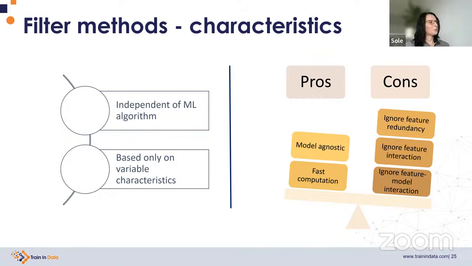But the cons of these procedures are that they ignore feature redundancy. In the extreme case that we have two identical features, they will give the same p-value to the two features. So we will end up selecting both features if they rank high. They ignore feature interaction. So if one feature is not important in isolation, but it is important when combined with another feature, this will not be picked up. And they also ignore model-feature interaction. And here is where I said, for example, ANOVA and correlation are geared towards linear models. So if the relationship between the feature and the target is non-linear, this will also not be picked up.